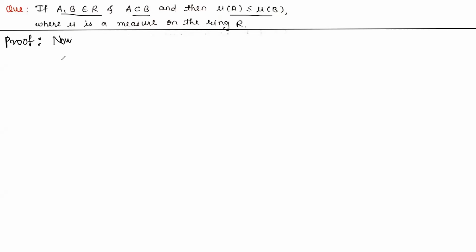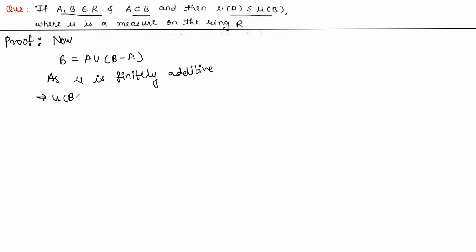Now we can write B equal to A union (B minus A). Now, since measure μ is finitely additive, this implies that measure of B is equal to measure of A plus measure of B minus A.